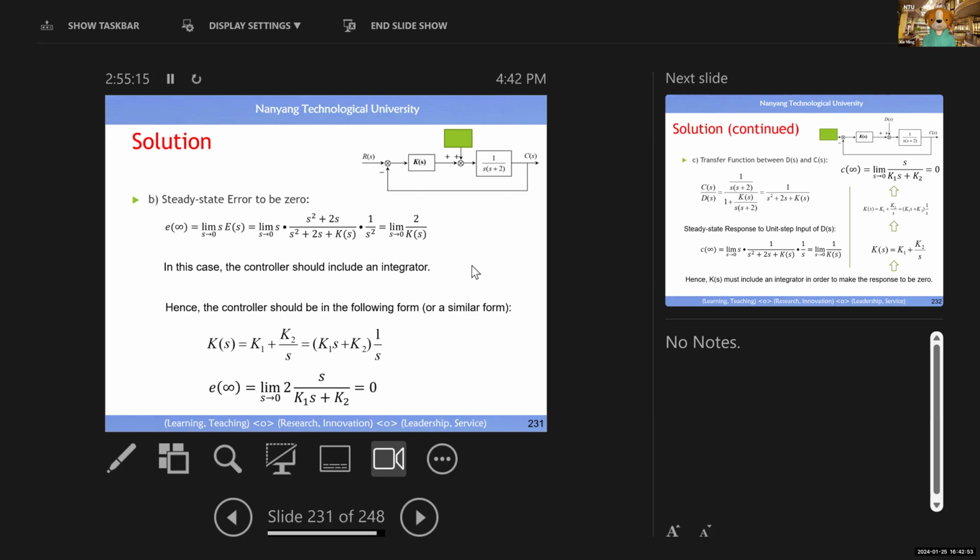Now you see the power of a PID. You can get the 0 error. Zero error means what? Output exactly equal to the input. Regardless of what is the transfer function here. Now you see the beauty, the power of the control system, right? Okay, so this is actually important.